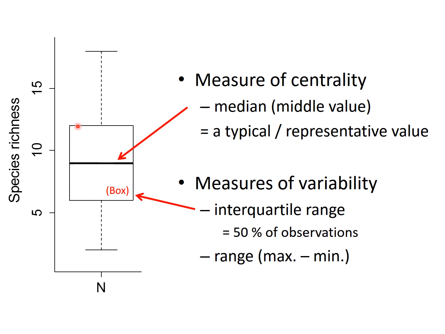Okay. And finally, the whiskers tell us the range. So we see at lowest there were 2 species in a plot, and at maximum there were 18.